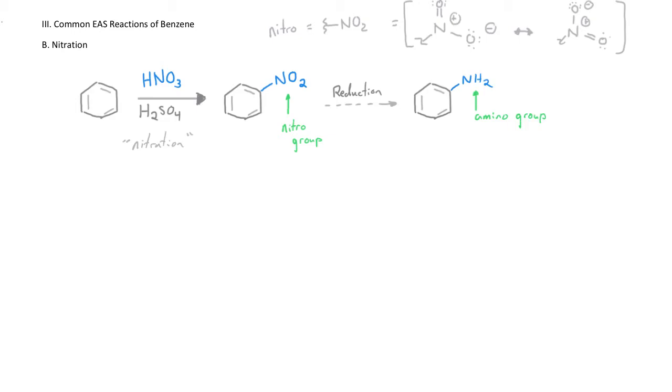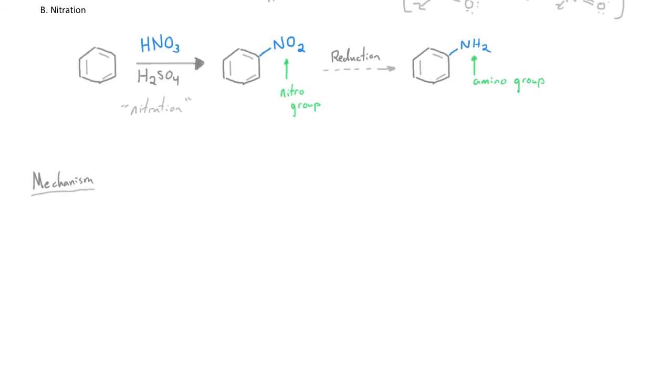And it turns out that aromatic amines are very biologically important. And this is why the nitration of aromatic rings is an important reaction. It gives us a starting point to generate aromatic amines. Let's take a look at the mechanism for how nitration actually occurs, and then I'll show you some of the reduction conditions that would enable us to transform the nitro group into an amino group.